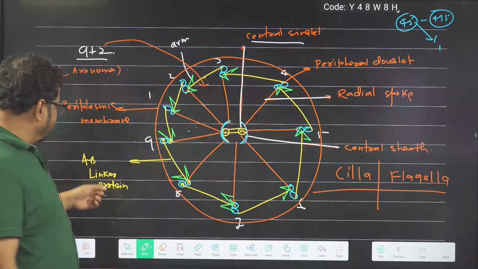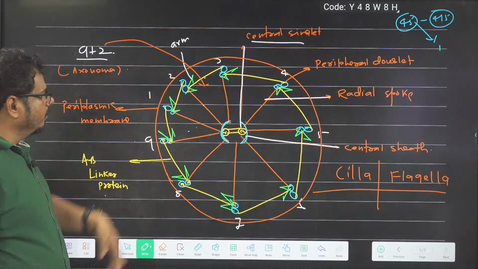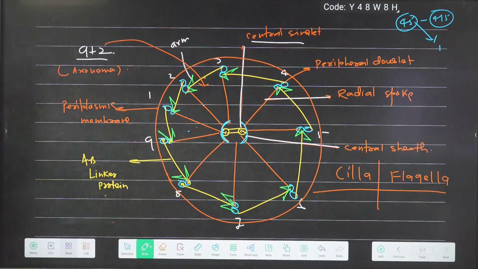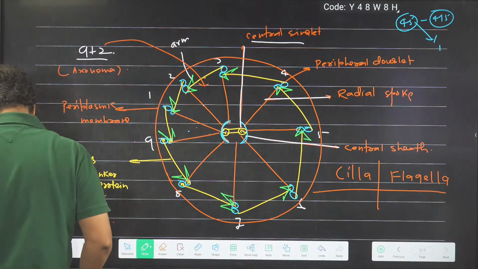Everything you can scan. I am sending you the QR code. Scan with the help of your mobile. Once I told you how to scan it.